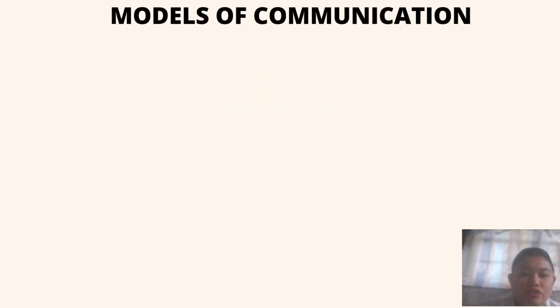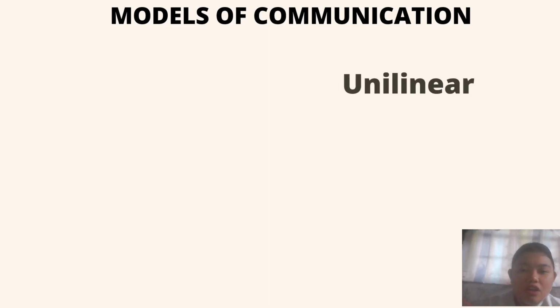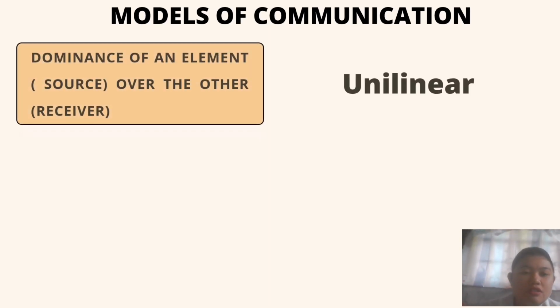We have, of course, the 3 models of communication. We have unilinear, which means the dominance of an element or the source over the receiver. So it involves top-down planning, and here in the unilinear model, there is only a dominance between one element, which is the source, compared to another element, which is the receiver.